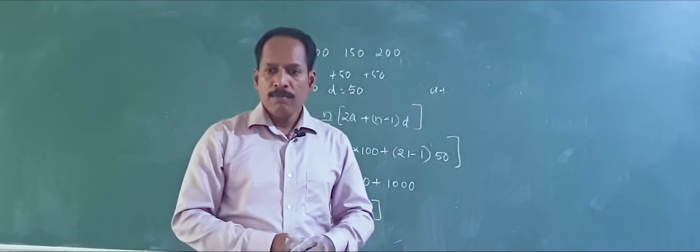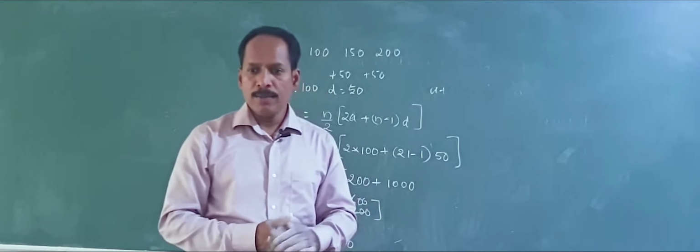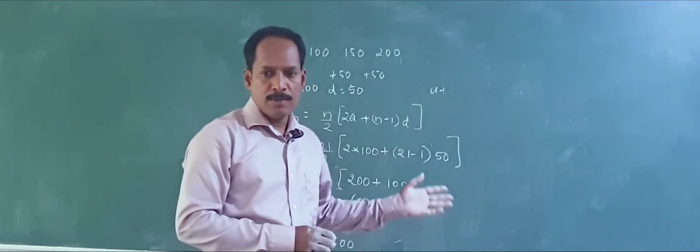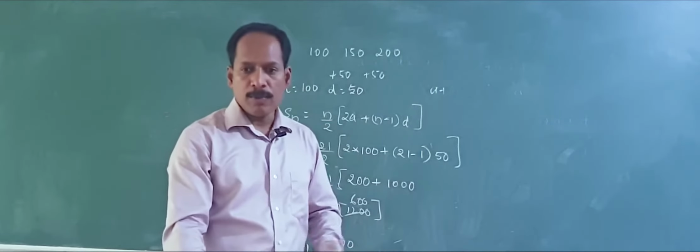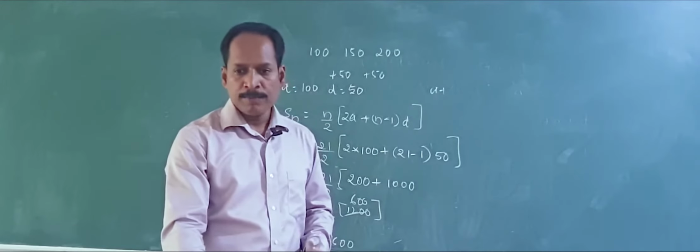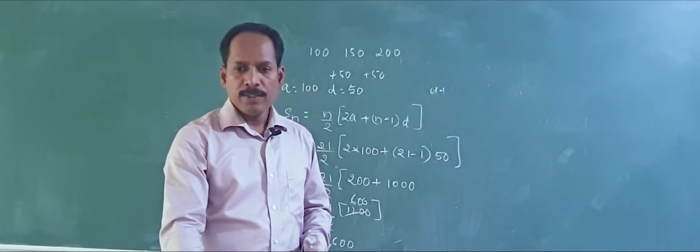They have given: find the sum of the first 21 terms of the AP. It's very simple, just substitute the values. It is exactly a similar problem, so I don't want to repeat that one. We'll take a different problem.